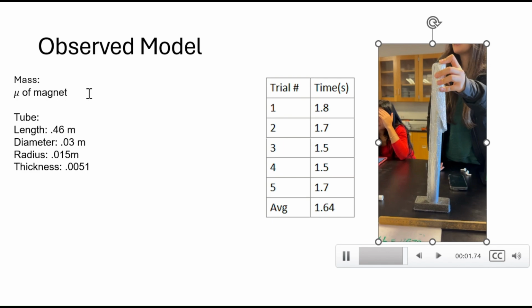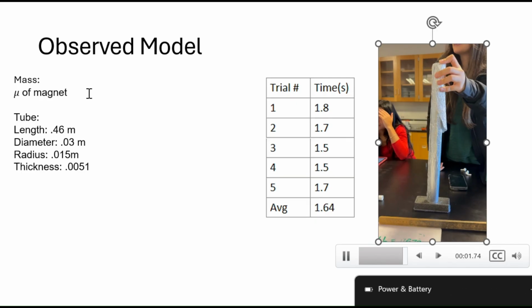For this, we need to know the mass of the magnet, and we also need to know the tube length, diameter, radius, and thickness. The length is 0.46 meters, the diameter was 0.03 meters, the radius was 0.015 meters, and the thickness was 0.0051 meters.